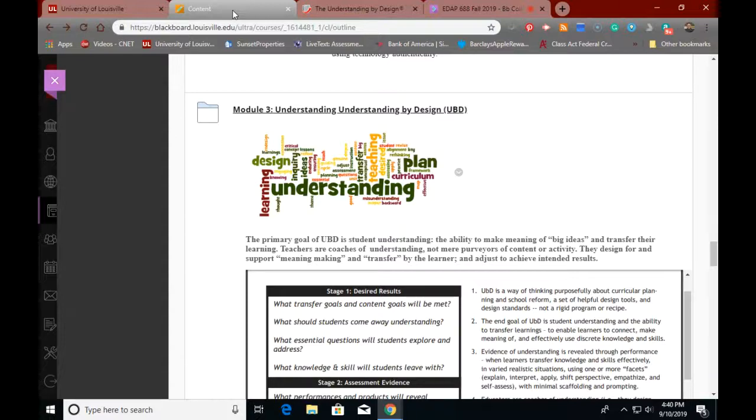Let's get back to understanding by design. All education is about students' demonstrations of understanding of the big ideas and then transferring that knowledge. Teachers are coaches of that understanding, not mere purveyors of content or activities. They design for meaning making and transfer, as well as purveyors of the content.